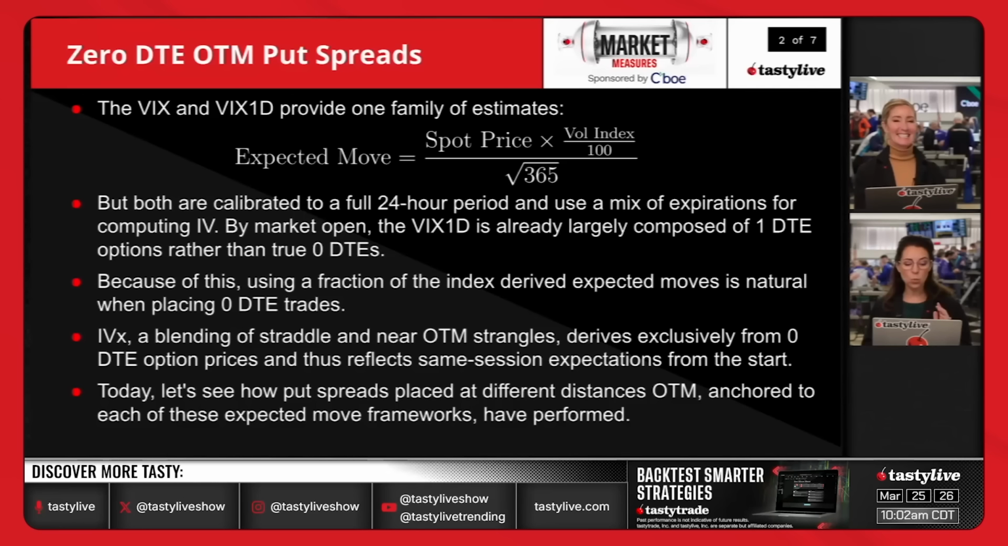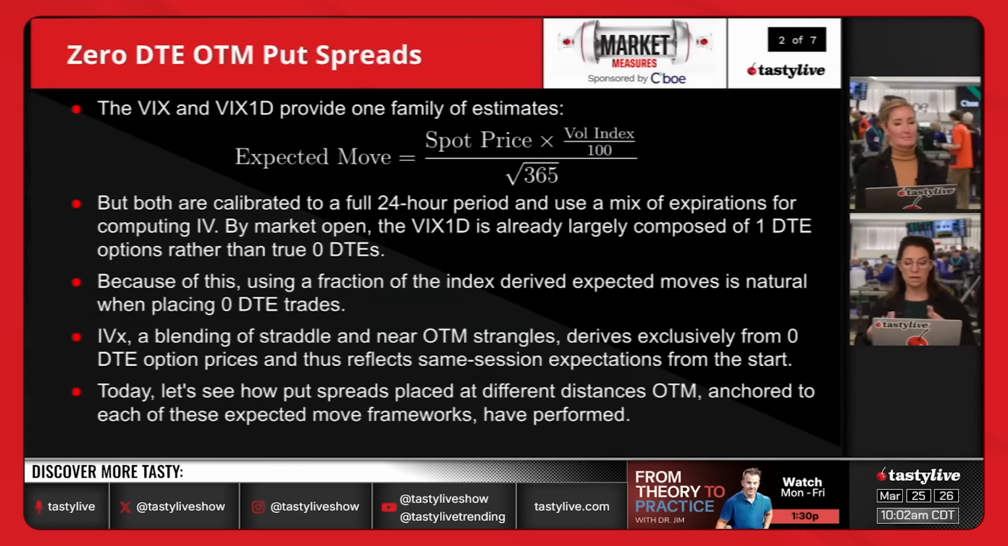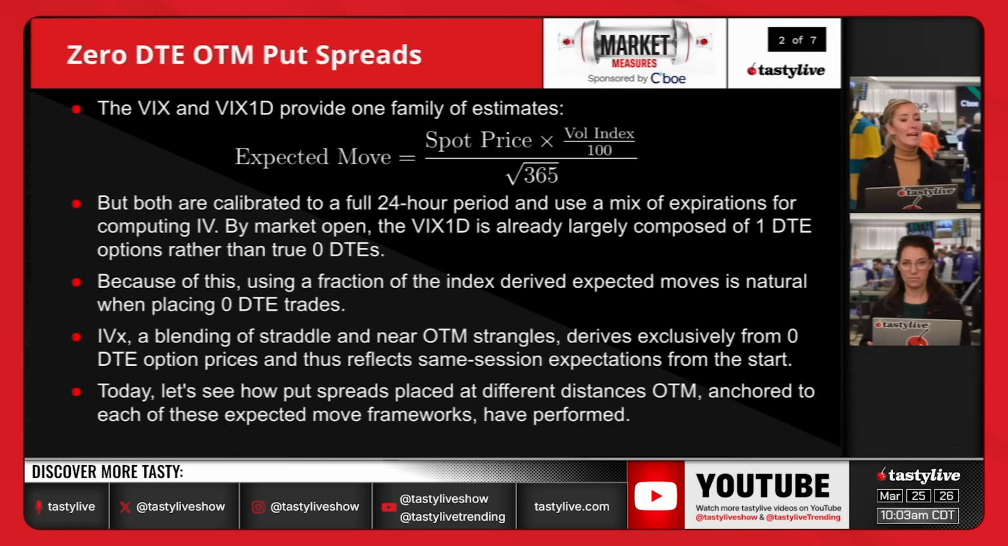The VIX and VIX 1D provide one family of estimates. So here we have expected move equals spot price times vol index over 100 over the square root of 365. You've got the equation right here. Take a snapshot of it. If you want to do the math, here's the equation for the expected move from the VIX and the VIX 1D. Both are calibrated to a full 24-hour period and use a mix of expirations for computing IV.